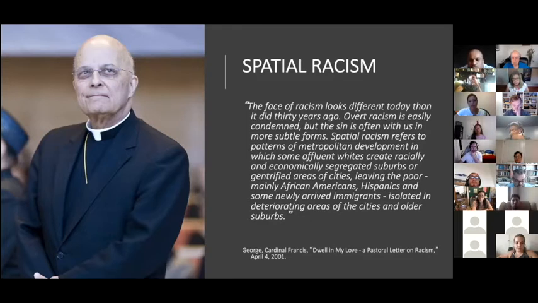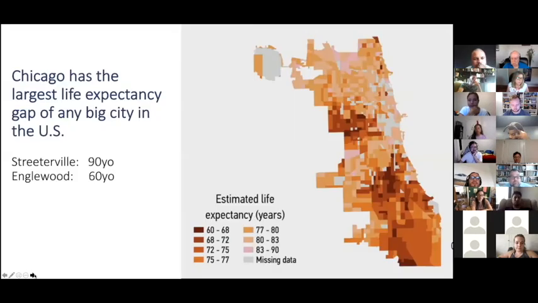Spatial racism refers to the patterns of metropolitan development in which some affluent whites create racially and economically segregated suburbs or gentrified areas of cities, leaving the poor, mainly African Americans, Hispanics, and some newly arrived immigrants, isolated in deteriorating areas of the cities and older suburbs. And this really rang true to me as describing what we've experienced in Chicago. And we can see this manifest itself in numerous ways.